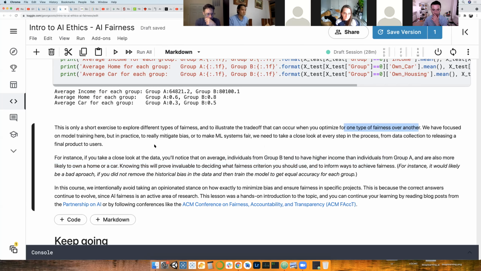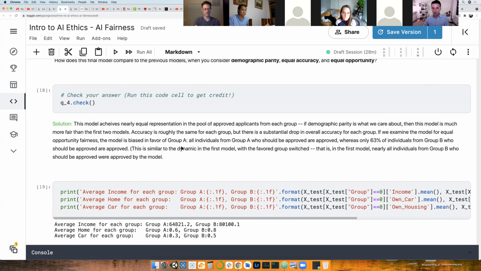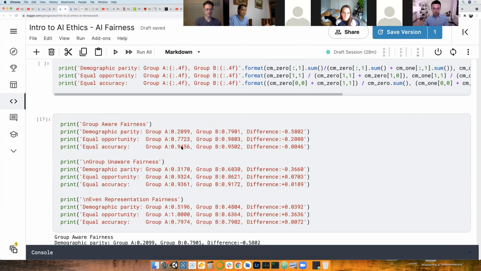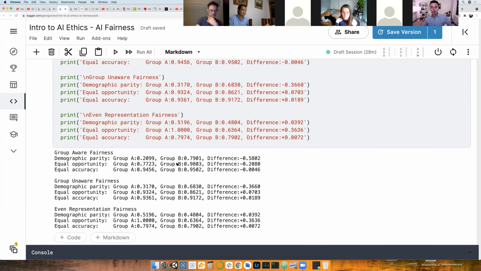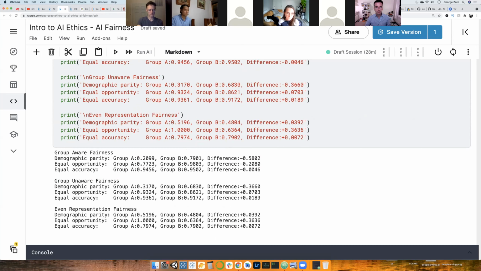Yep. Again, to mitigate bias and make a system fair, we need to look at a closer look at every step from data collection to releasing the final product to users. Cool. This was an interesting one, especially this journey here. I found that really interesting. Questions, comments?